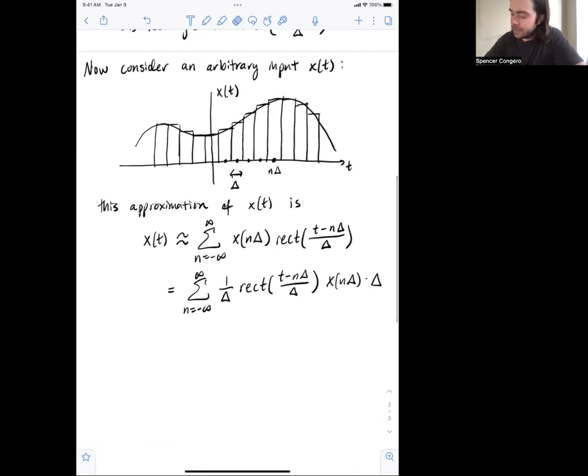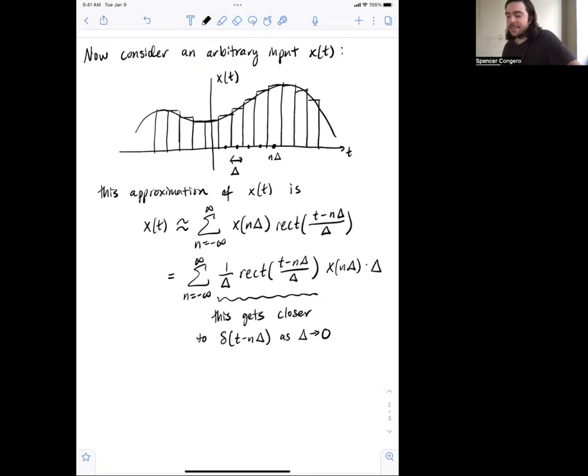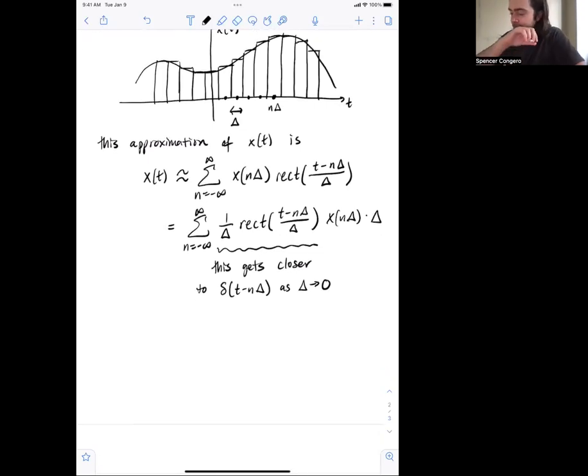Now why did I do that? This function right here, 1 over delta times that rect function, looks like a rect function that has width delta and height 1 over delta. So it's got area 1. These are just like the rect functions we saw in the last video that got closer and closer as delta, in that case t naught, got smaller. That's exactly what's happening here. So this gets closer to delta of t minus n big delta as big delta goes to 0, because these are tall and skinny rects that get taller and skinnier as delta gets smaller, and this is exactly how we defined the delta function in the last video.